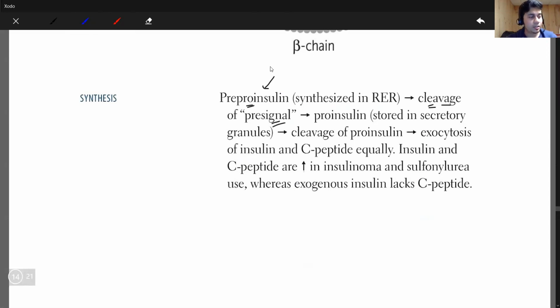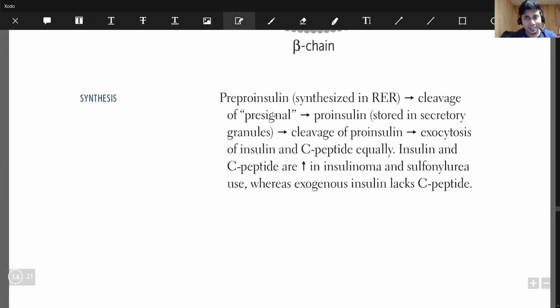Then when this signaling molecule is cleaved, this thing will be called proinsulin, and this proinsulin is the ultimate insulin that will come out of your rough endoplasmic reticulum, go to the Golgi bodies, and eventually through the Golgi bodies, it will be released out of the cell when it is necessary. And I hope you know that insulin is generated and secreted from the beta cell of the pancreas.